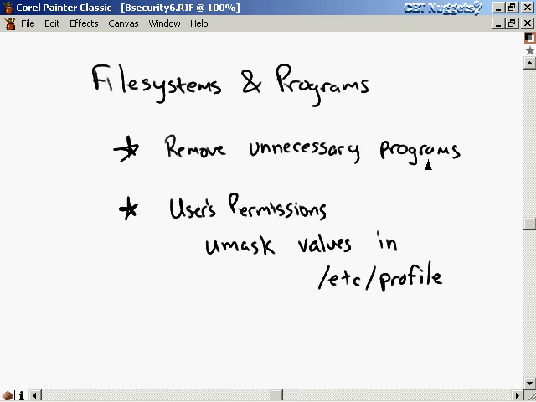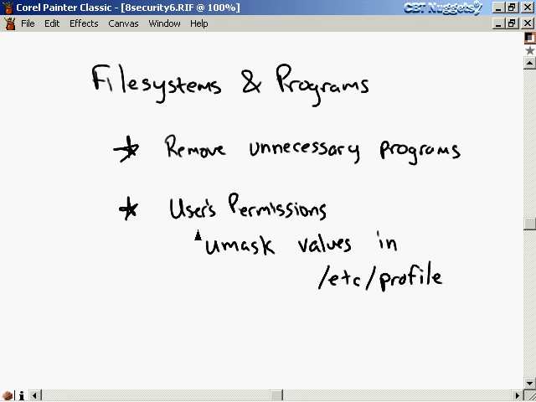Maybe somebody cracked in and got the root password once, and instead of changing the root password, which you would probably notice the next day, what they might have done was put this program in place that could give them root privileges if they ran it. So you want to remove unnecessary programs. Don't just go around and remove every program that you don't know what it does. If it's part of the regular installation, it's probably okay.